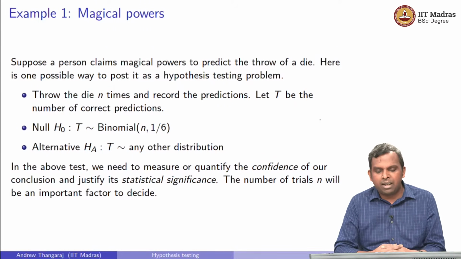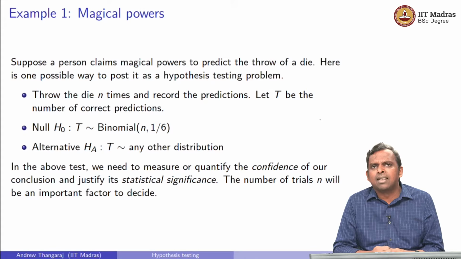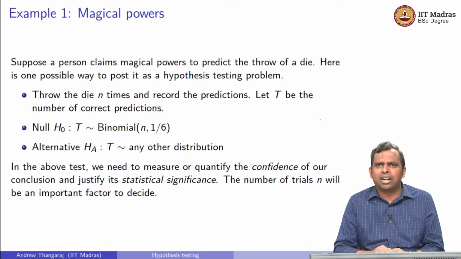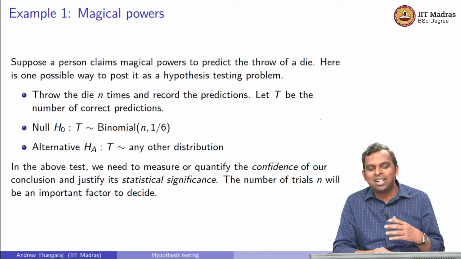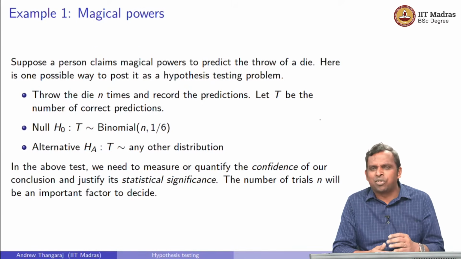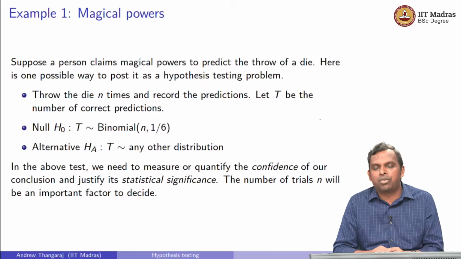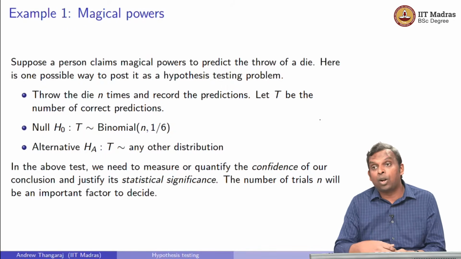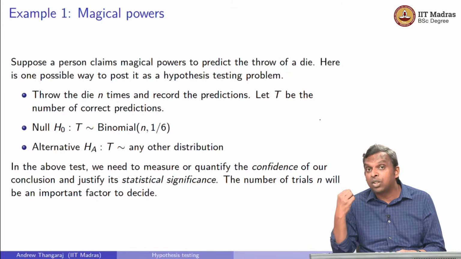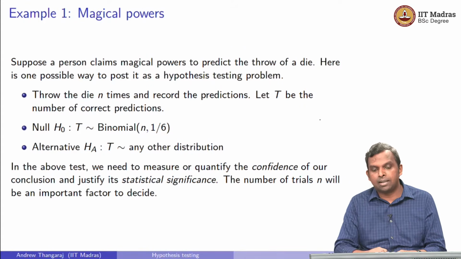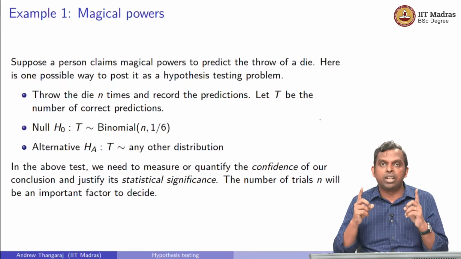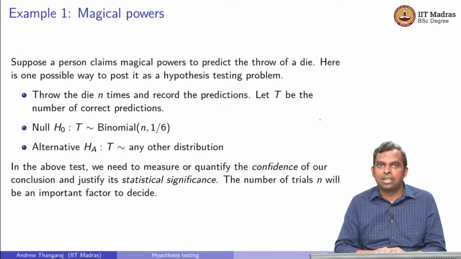And you can imagine the number of trials n will be something important, right? If you do just one trial, it's probably not a good idea. Maybe you can't do thousands of trials, but at least a sound number of trials you should be able to do. And how does your confidence depend on the design of your test? How does your confidence depend on the number of trials? All these things are also very, very important at the end of this hypothesis test.